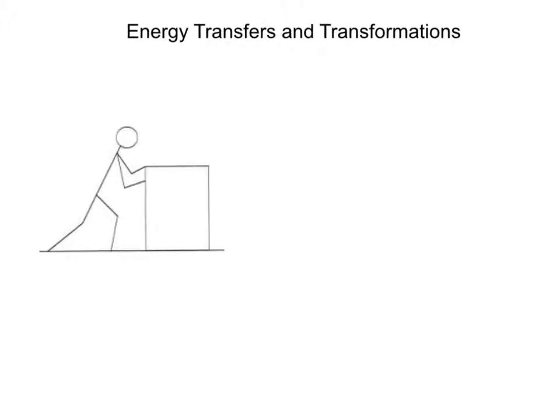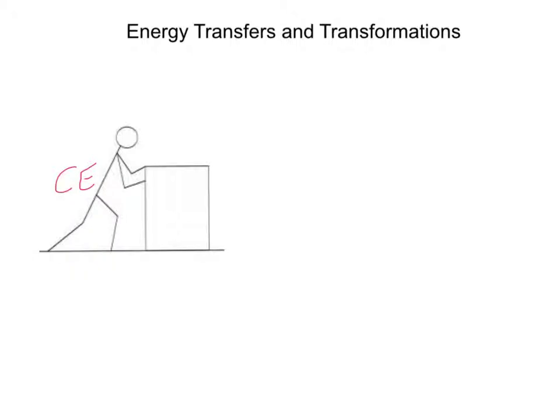So imagine you've got a box and you're sliding this box across a floor. When you push on a box and you slide it across the floor, you can feel yourself get tired. Clearly, you're using energy to move that box. In a general sense, we call the energy that you use chemical energy. Well, where does that energy go?